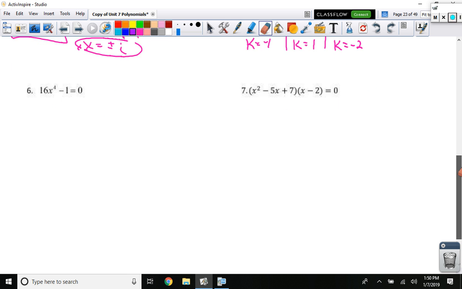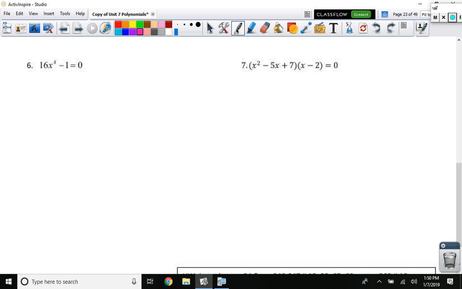Alright, how about this next one? Here's where you've got to be a little bit careful. You can't just add, like you do when this is squared, where you add and then square root and say plus or minus. If you do that with a fourth root, it's not going to work. You're going to lose values. Okay? So what do we have going here? If I can't just move the 1 over and divide by 16, what can I do?